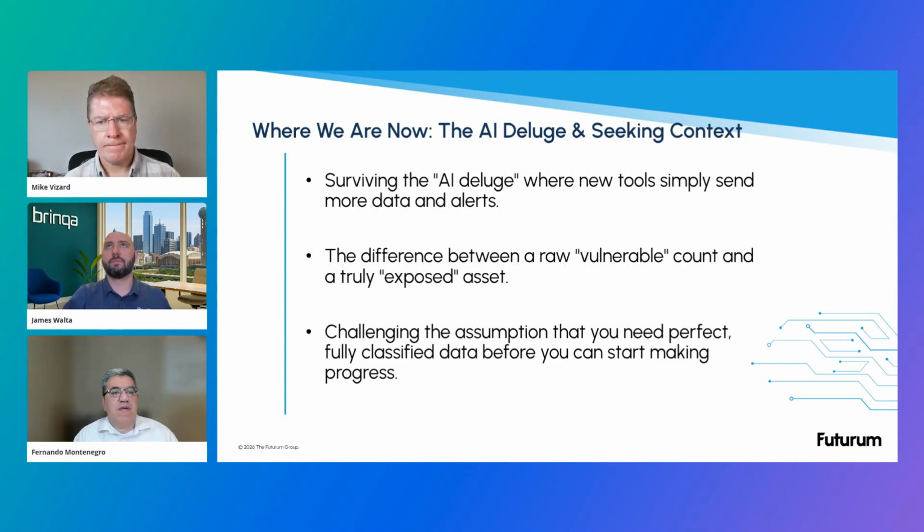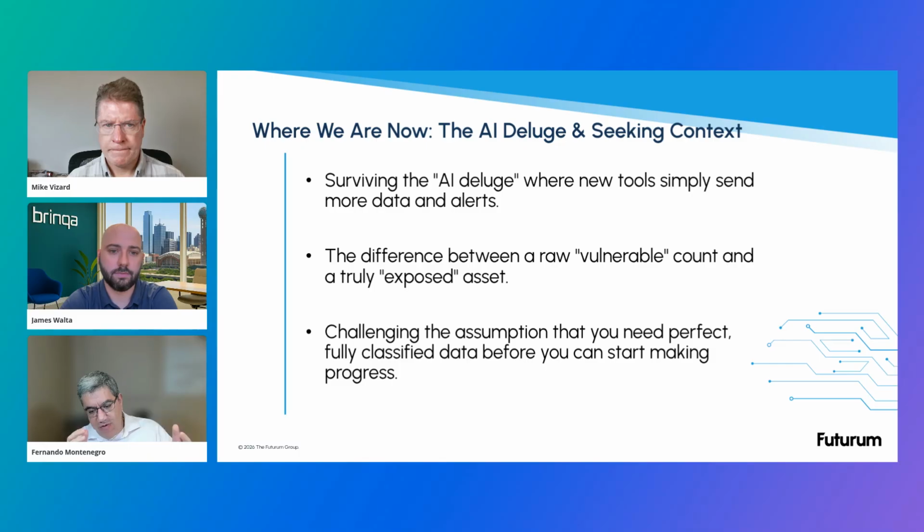Factoring into this, we have AI both as help and as hindrance, right? We have this notion of how do you actually differentiate? It's what I alluded to before. How do you differentiate between a vulnerability in the context of, is it truly exploitable, right? And we have seen this shift to exposure management more, right?